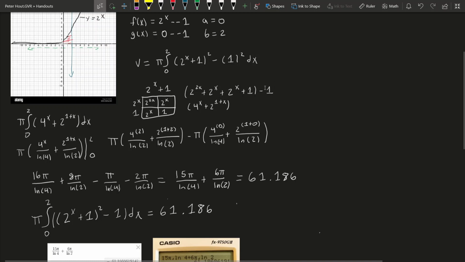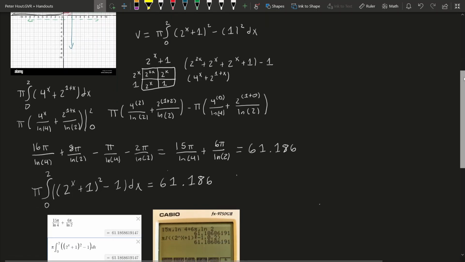When we combine those, we can cancel out both the 1's, so we can remove those. 2 to the power of x plus 2 to the power of x is also the same as 2 to the power of 1 plus x, and then 2 to the power of 2x is also the same as 4 to the power of x. Then we can simplify that down into this integral: pi times the integral from 0 to 2 of 4 to the power of x plus 2 to the power of 1 plus x dx.